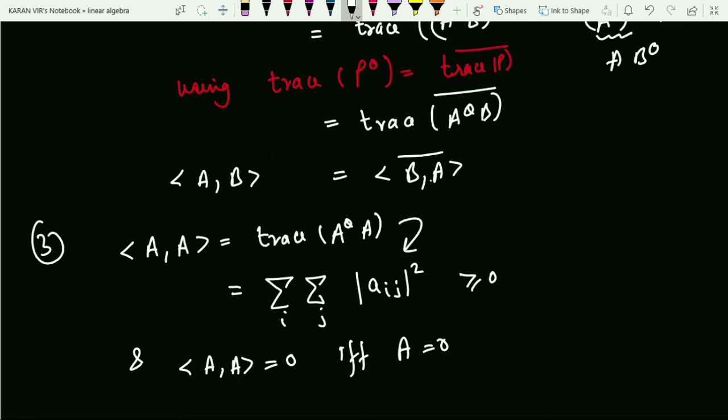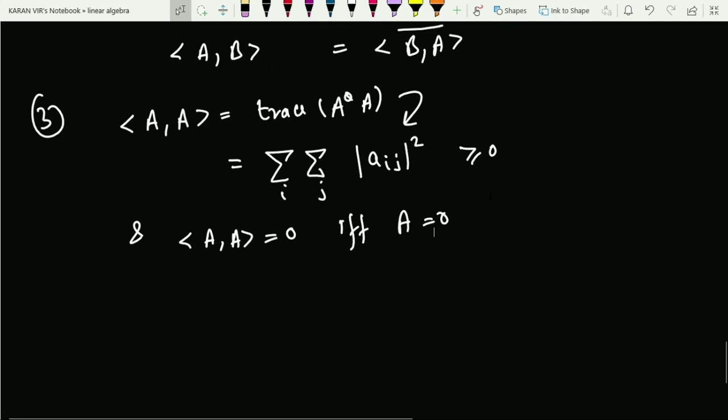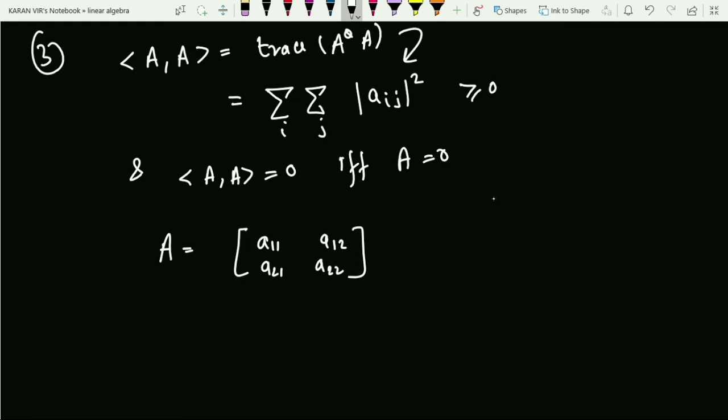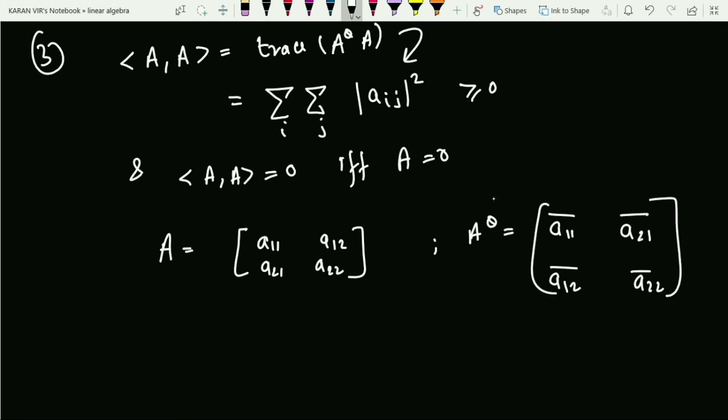But the main thing here is that the trace of A theta into A is the sum of the modulus of aij whole square. So I can simplify this expression and consider a 2 cross 2 matrix. That is a11, a12, a21, a22. And if I take A theta, it will be a11 conjugate, a21 conjugate, a12 conjugate, and a22 conjugate. So how do you get A theta?